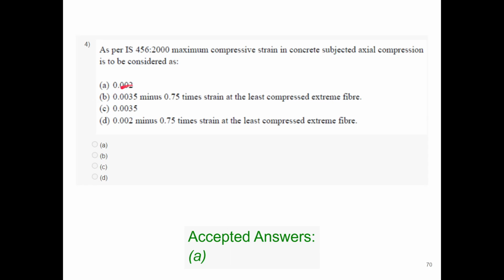As per clause 38.1a of IS 456-2000, maximum compressive strain in concrete subjected to axial compression is to be considered as 0.002, if only axial compression is there. Hence the correct option is A. So as you can see, A, that is 0.002, is the correct option.